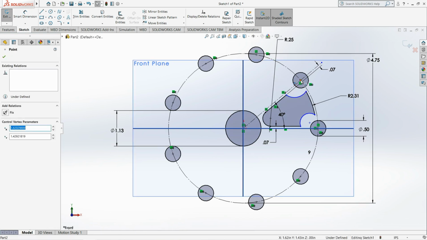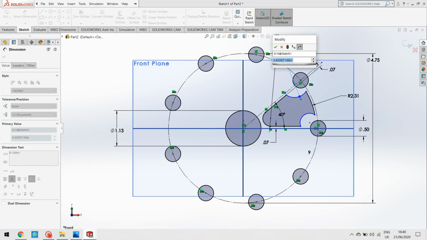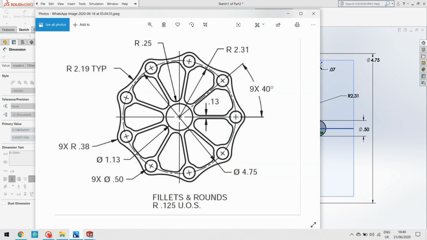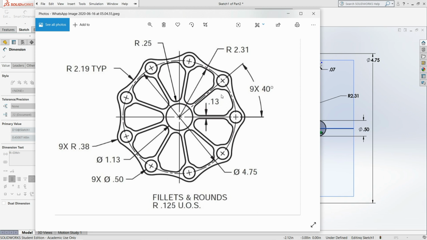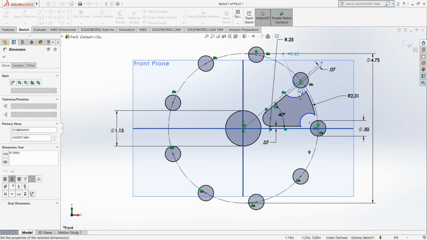I have to make them so the distance from the circle is 0.13 divided by 2, so it will be 0.065. So I have to make them parallel to those circles. So let me do them.